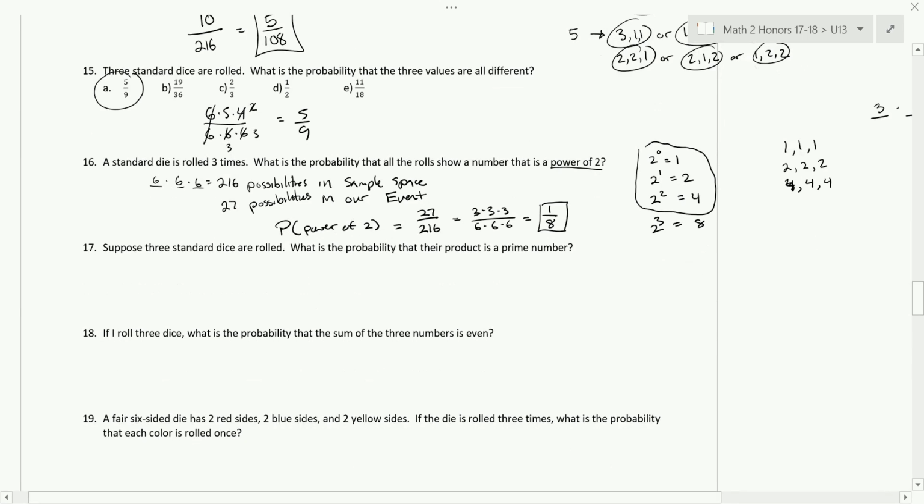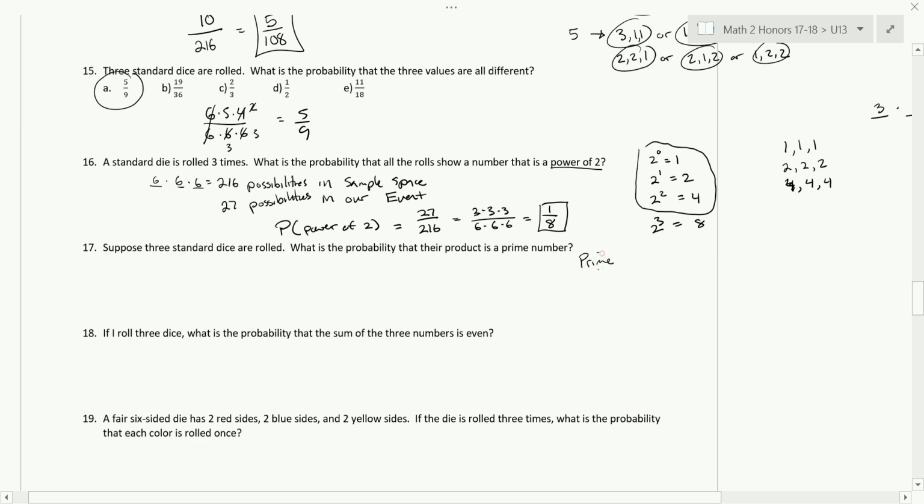Number 17, suppose 3 standard dice are rolled. What is the probability their product is prime? So again, we can't create a multiplication table with 3 things, right? So, and as you did with 2 dice, we can't do that here now. So let's resort to the most basic ways. Just let's list out what can happen. So we try to orderly pick a prime that we can get.